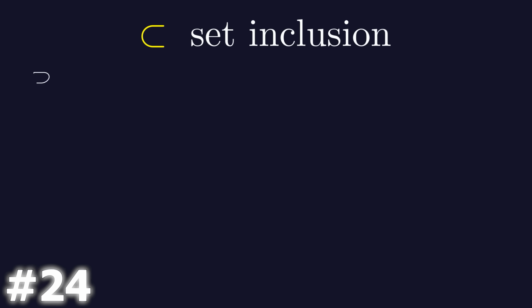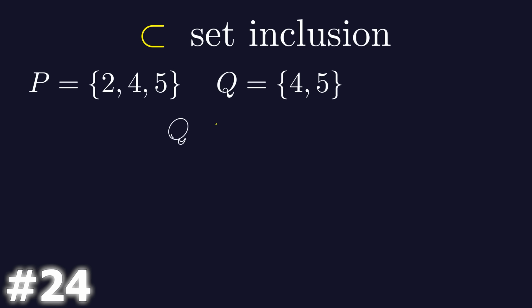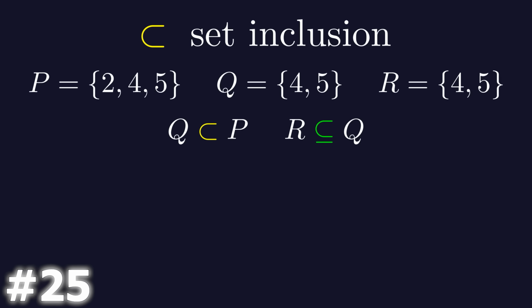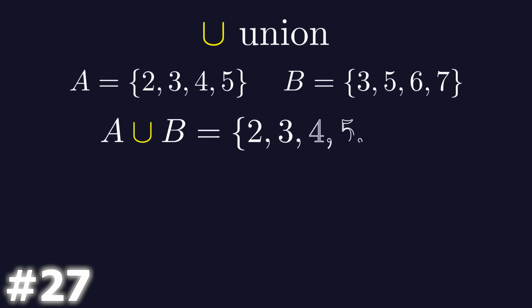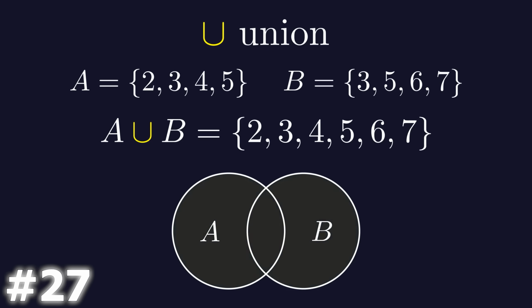The set inclusion sign represents that one set is a subset of another set. If we add a line, we get a symbol that also denotes set inclusion, but it is used for emphasizing that the sets can be equal. If we cross that line, we get a symbol that denotes a proper subset, meaning that the sets are not equal. Union represents an operation of combining two sets, which results in another set containing all unique elements from both sets.